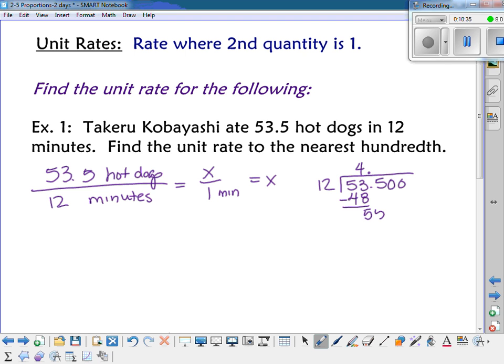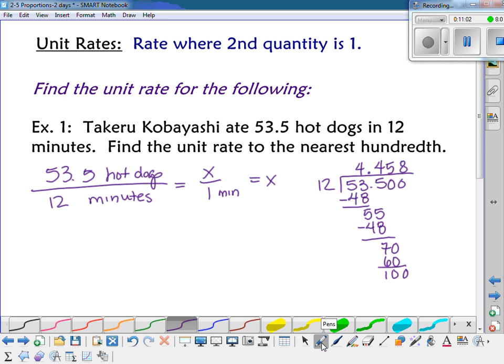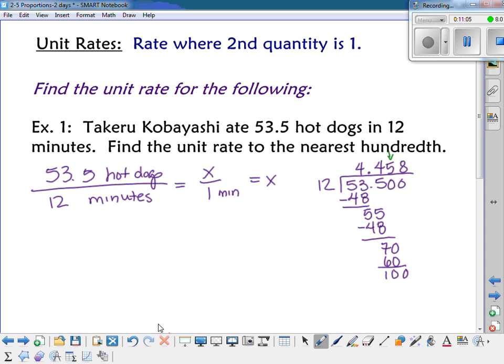Bring down the 5. 12 goes into 55 still 4 times. 4 times 12 is 48. And when I subtract that, I have 7. I bring down a 0. 12 goes into 70 5 times, which is 60. Subtract, I get 10. Bring down one more 0. And 12 will go into 100 8 times. So I want it to be to the nearest hundredth, so that means I need to look at the 5 here. Because an 8 is following it, I know that I need to round up. And so my answer is 4.46 hot dogs per minute.